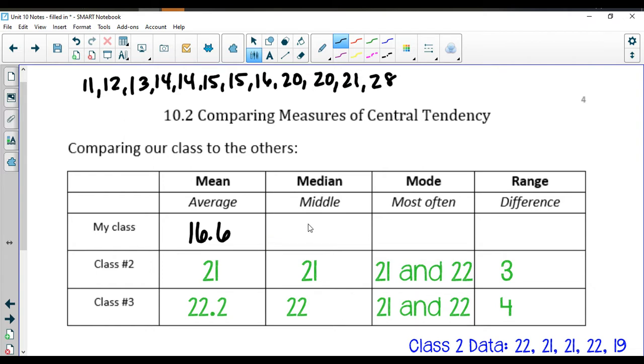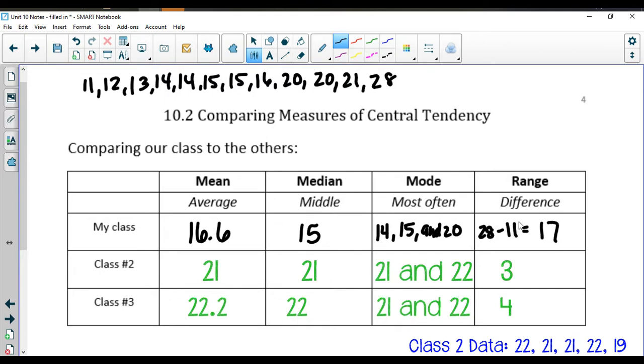For the median, the number in the middle, this turned out to be 15. For the mode, we actually had three values: 14, 15, and 20, which appeared the most often. And for our range, we take the highest number, which is 28, and subtract away the 11, which gave us 17.